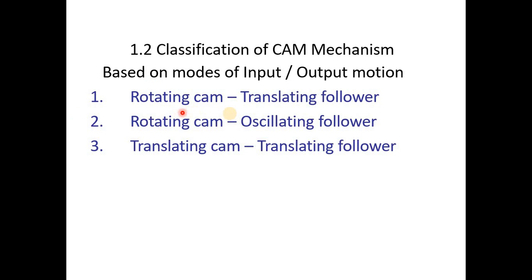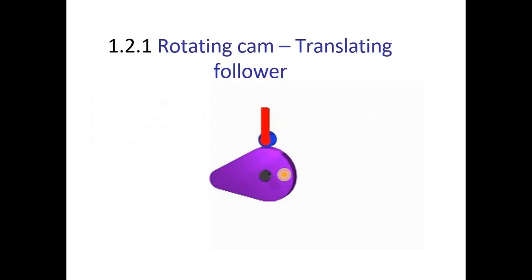We have rotating cam and translating follower. Second, we have rotating cam and oscillating follower, and third, we have a translating cam and translating follower. Look at this. In the first case, our cam has the input power, a rotating cam, and the follower must be translating. It will translate the motion which is coming from the cam. The second is again the same, a rotating cam but an oscillating follower, and third is a translating cam with the same translating follower.